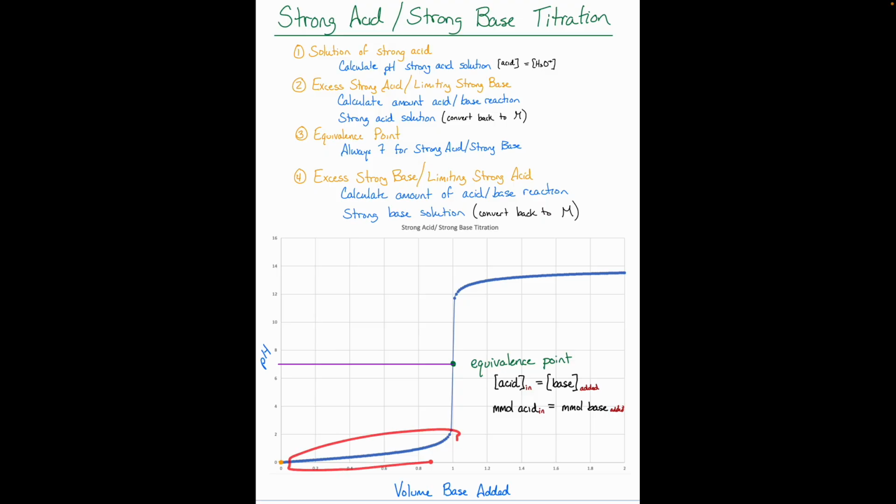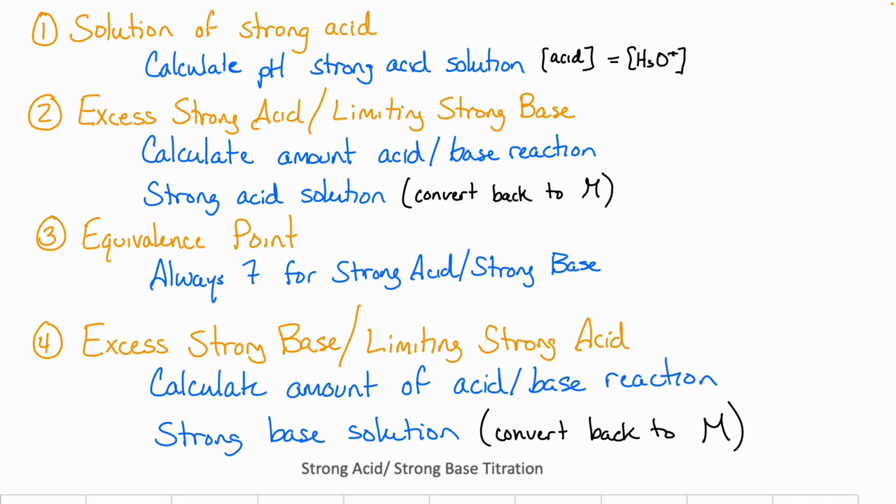Now we get to this region here, region 2, where we've started our titration, but we haven't quite reached our equivalence point yet. That means we have an excess of strong acid and a limiting amount of strong base. So we've got to figure out how much reaction has occurred. All right, so we're going to calculate the amount of acid-base reaction. Maybe we do that in moles or millimoles. And then after we convert back to molarity, since we're left with just a solution of strong acid, we use our strong acid solution approach.